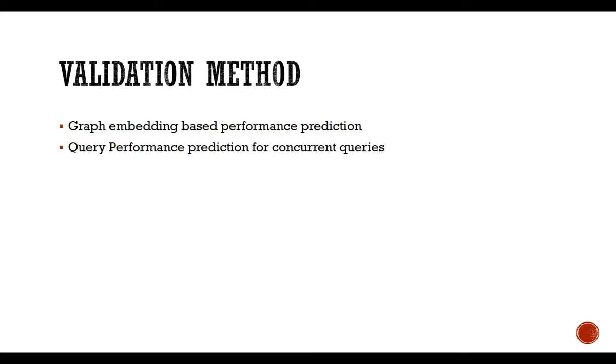Let's look into the validation method. The validation method used in measuring the improvements in the performance of DB engines after integrating the learned optimizers and database advisor is called the graph embedding based performance prediction. This is used to measure the performance of a DB engine for processing concurrent queries. If you want to know more about query performance prediction, you can check out this website.